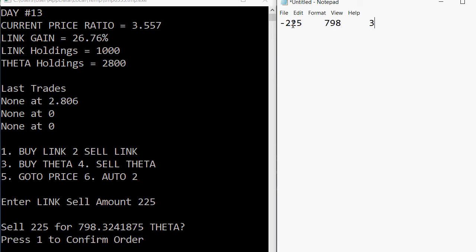And the ratio is like 3.56. So there's your first seed, if you will. And whenever I can sell Theta, well, I receive 798 of them. I would sell a little under that number and get more than 225.